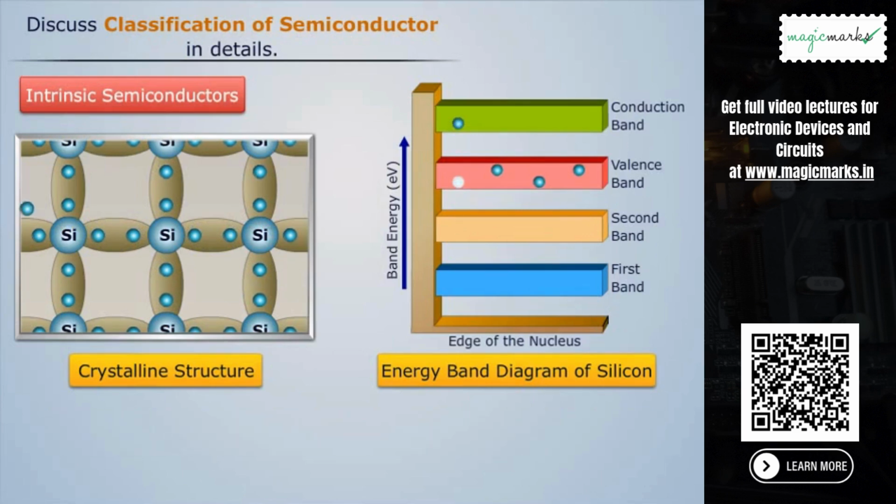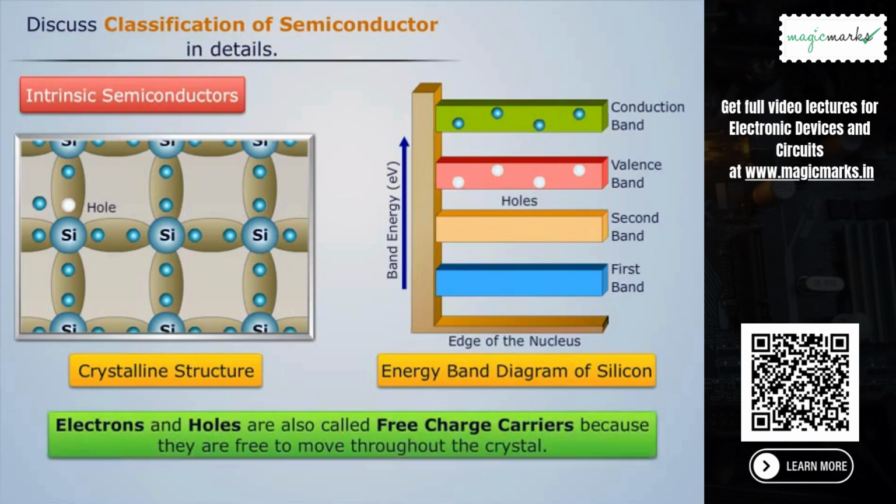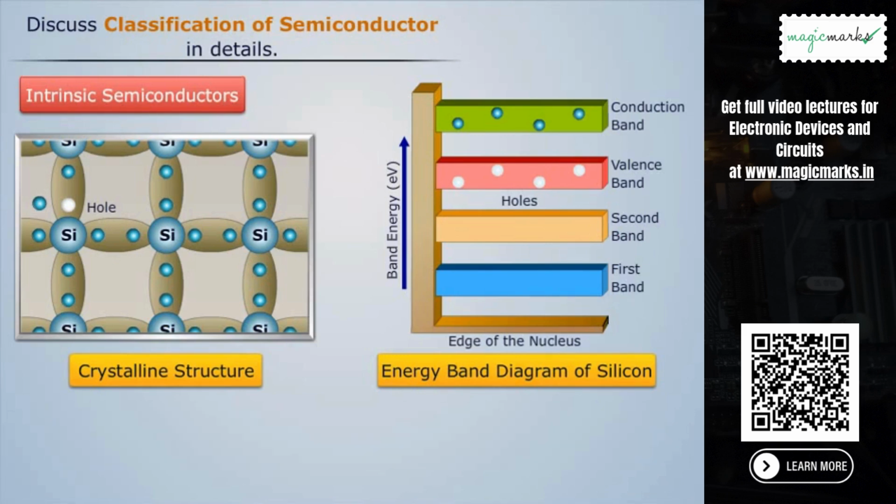When an electron breaks the covalent bond and jumps from the valence band to the conduction band, a vacancy is created in the valence band. This vacancy in the valence band is termed as a hole. These electrons and holes are also called free charge carriers because they are free to move throughout the crystal. Since an electron is a negatively charged particle, the hole created by an electron is assumed to be positively charged. Such simultaneous generation of electrons and holes due to an increase in temperature is known as thermal generation.